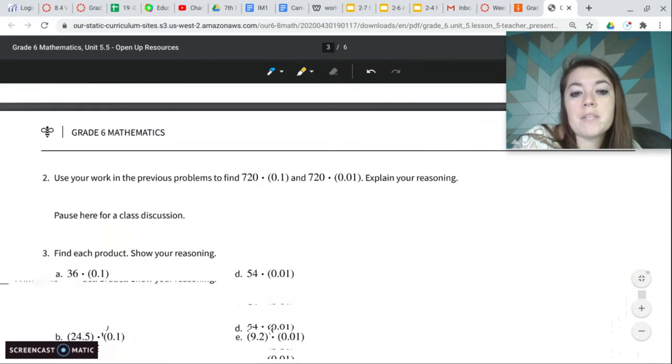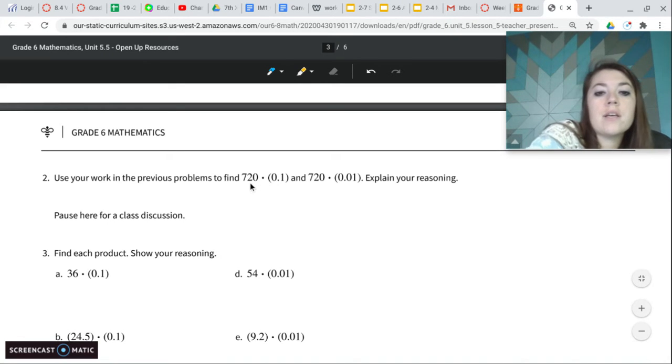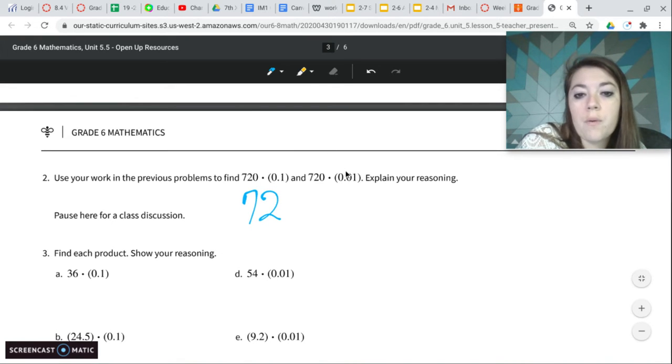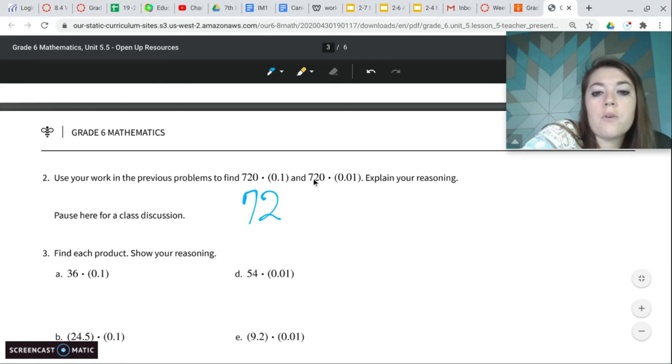So use your work in the previous problems to find these two. So we're 1/10. That means we're dividing by 10. So we move the decimal over one place. So for this first one, it's going to be 72. For the second one, we have 2 places after the 0. So we're in the hundredths. So we're going to move the decimal 2 places over here. So it's 7.2.